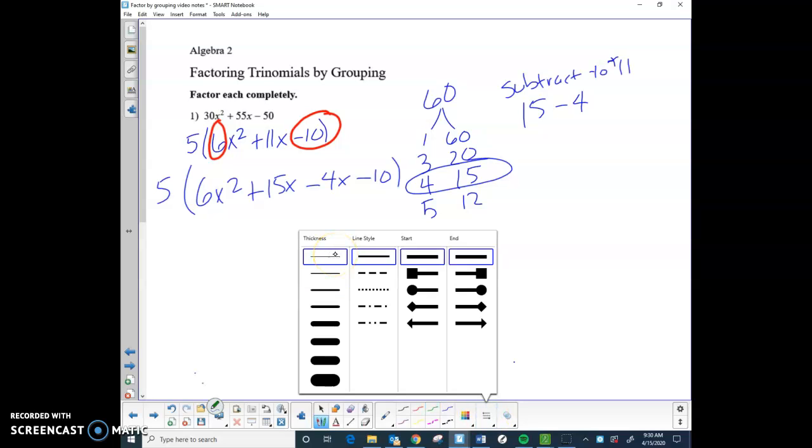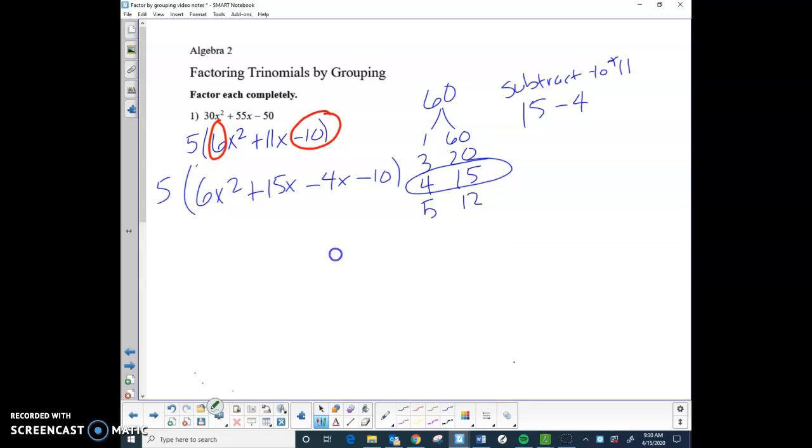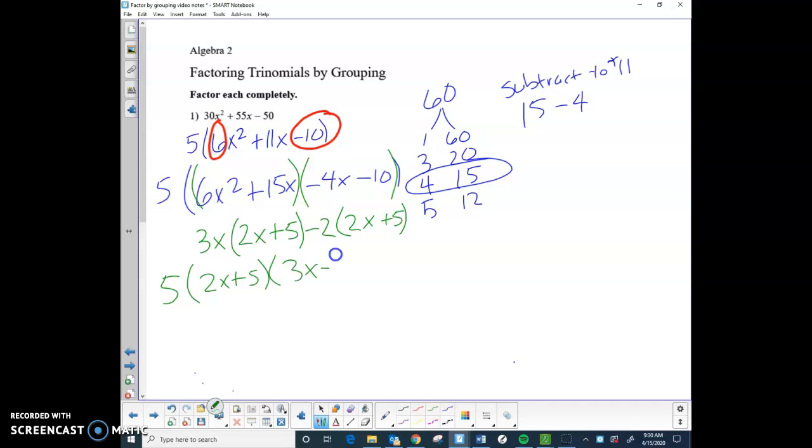Now this stuff inside the parentheses is what I'm going to do my grouping by. So I'm going to break them down into groups like that. I'm going to pull out my common factor, which in this case is a 3x. So I've got a 3x, and I am left with a 2x and a plus 5. The next group, I'm going to pull out a minus 2, and I am left with a 2x and a plus 5. So my factored form of this is actually 5 times (2x plus 5) times (3x minus 2).